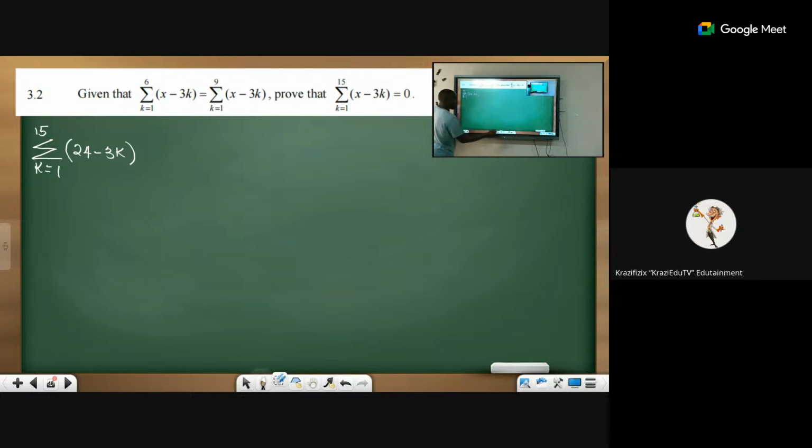Let me do this here: 24 minus 3. This is k is 1, right? Plus 24 minus 6. K is 2. Oh, I see what you're doing. All right, we just replace in there. Plus 24 minus 9, right? Because k is 3. That's the whole idea. So I'm doing this long just for us to see what the examiner is saying. Once you understand, you can be creative.